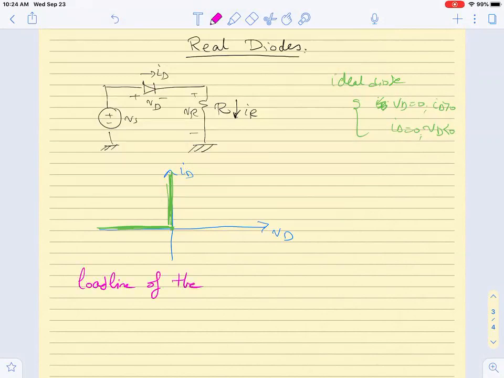Professor? Yes, صوتي عم ضاعت. Sorry, بس صوتي كثير عم ضاعت. هيك منيح؟ Okay. Thank you. So how do I draw the load line of the resistor?